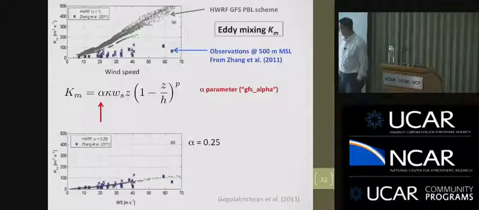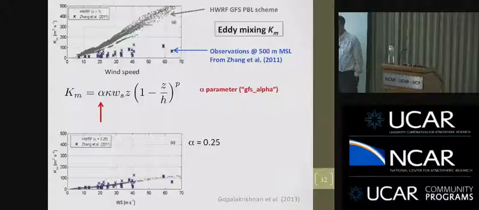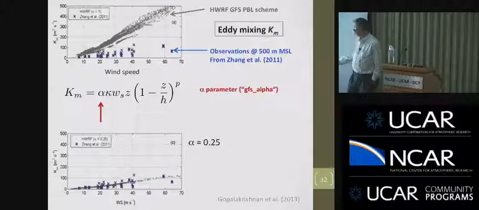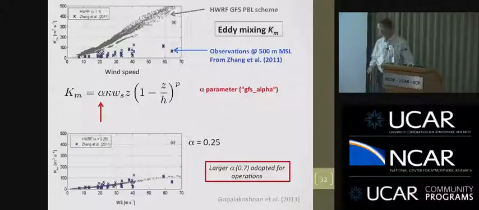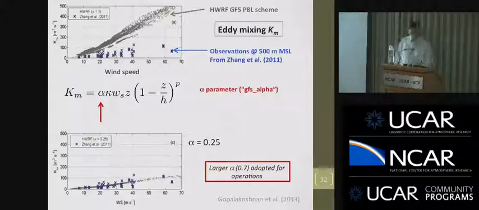So if alpha is set to 0.25, we got eddy mixing from the HWRF model, the gray dots, that looks a lot more like the observations. In the back, you can't see that, but you have to just trust me, okay? So that's with a value of alpha equals 0.25. While they showed that 0.25 fit the observations very well, operationally, they chose a much larger number because this is the value that enhanced or maximized the forecast skill. So this was adopted into the HWRF model, and hurricane forecasts improved as a consequence.